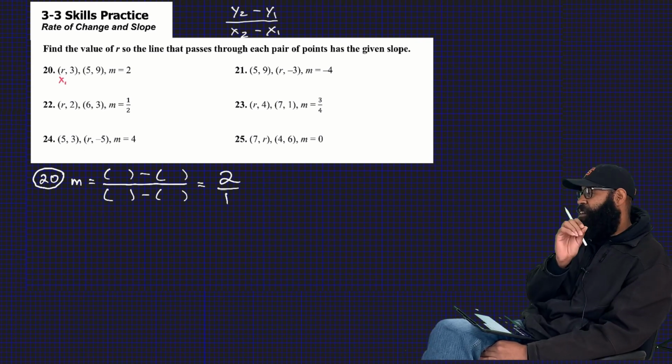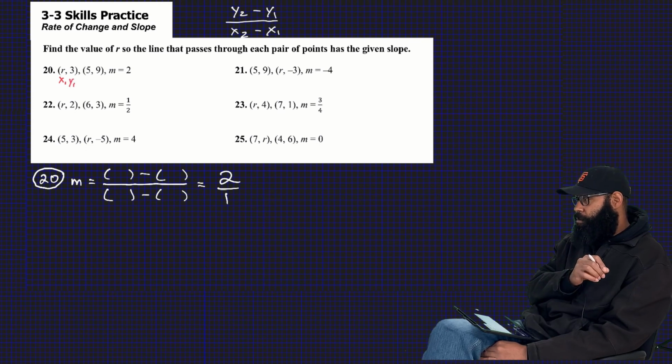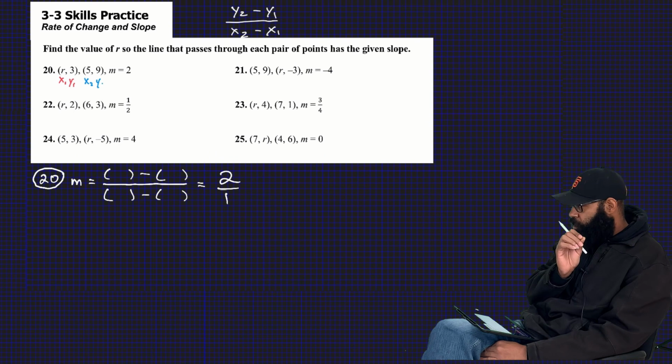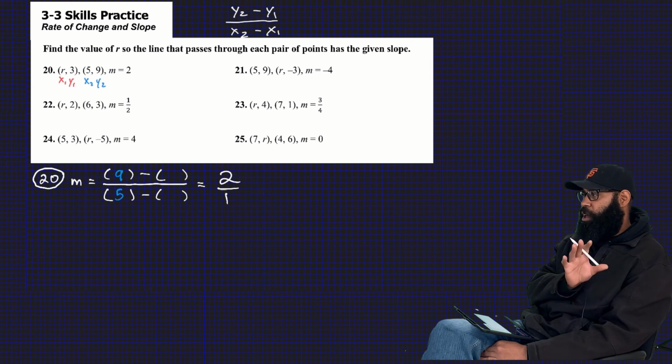So here we go. Y2, x1, y1, in the blue, x2, y2. Just like from the beginning, right? So in this case, r is x1, so I can plug in 9. I can plug in 5. I can plug in 3. But I can't plug in that last parenthesis.